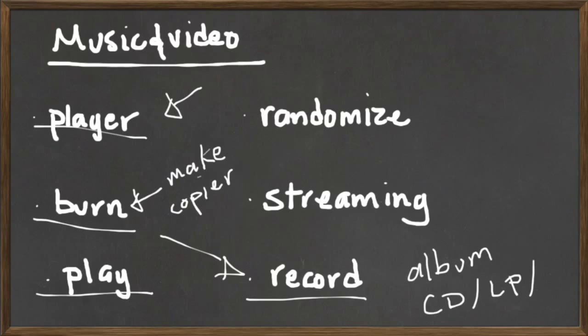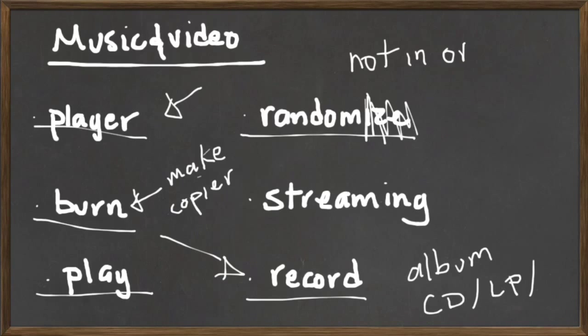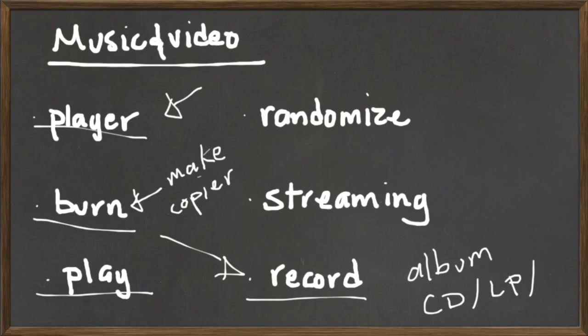Whenever we listen to music, there's a common word which is randomize. Randomize comes from random, so this means not in order. Not 1, 2, 3, but 3, 5, 7, etc. Well, I guess I erased randomize. Let me get rid of it so that we can display the word itself, okay?